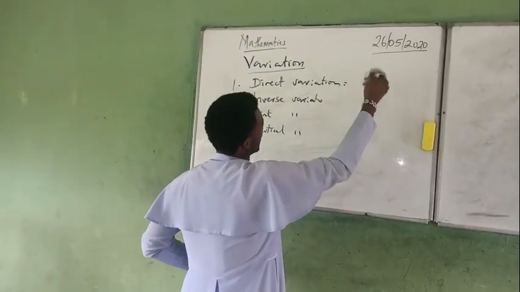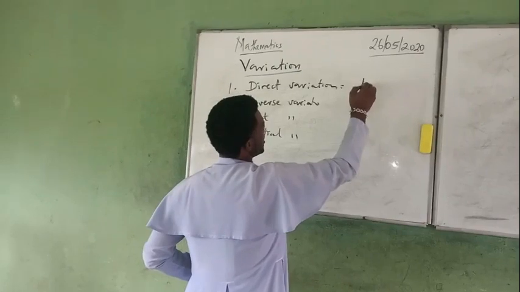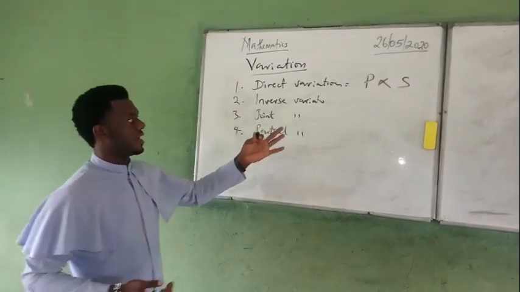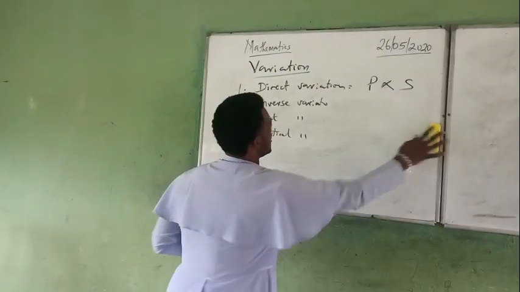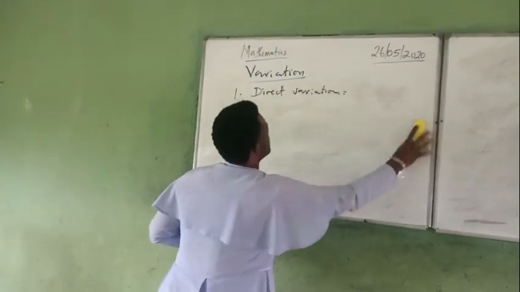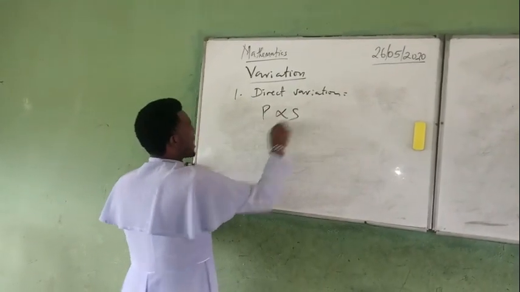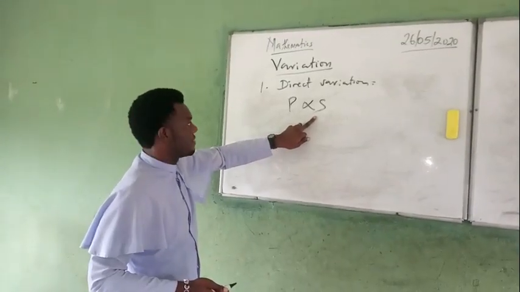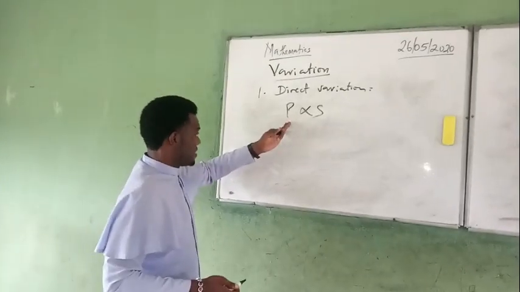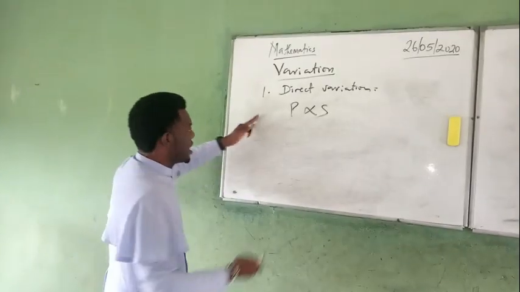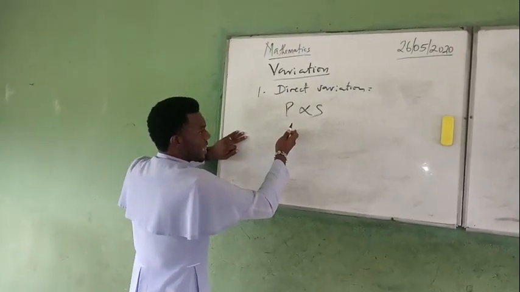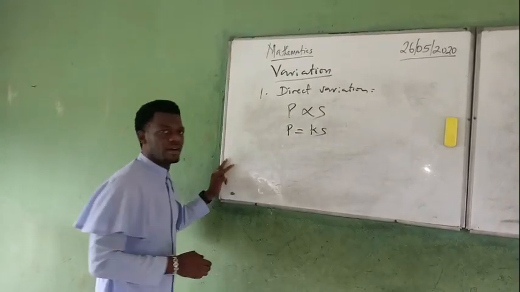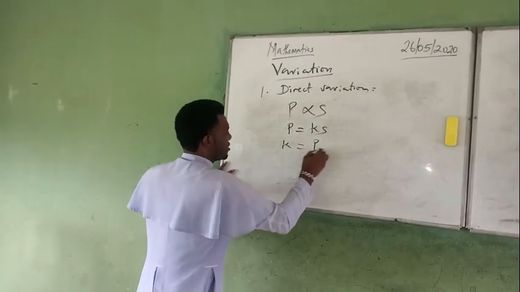Let's take for example something like P varies X. We normally use that for direct variation. P varies X, and this is the symbol of variation, meaning P is increasing and also X is increasing. In order to make this into a formula, we say P is equal to Kx. Therefore, K is equal to P over X.